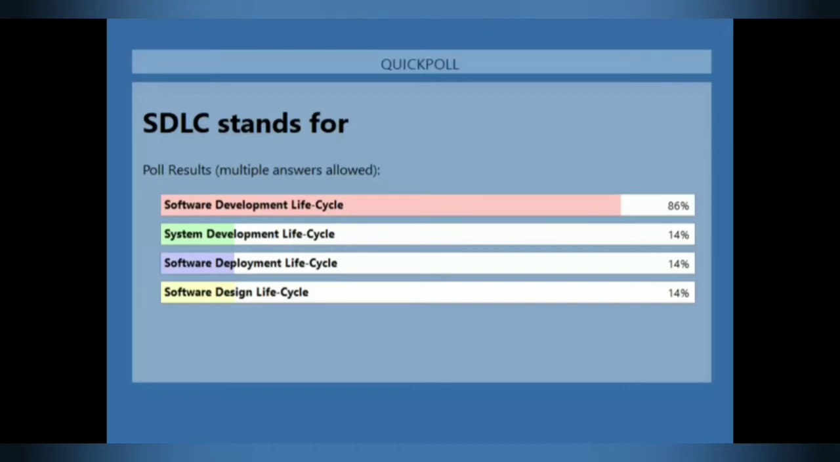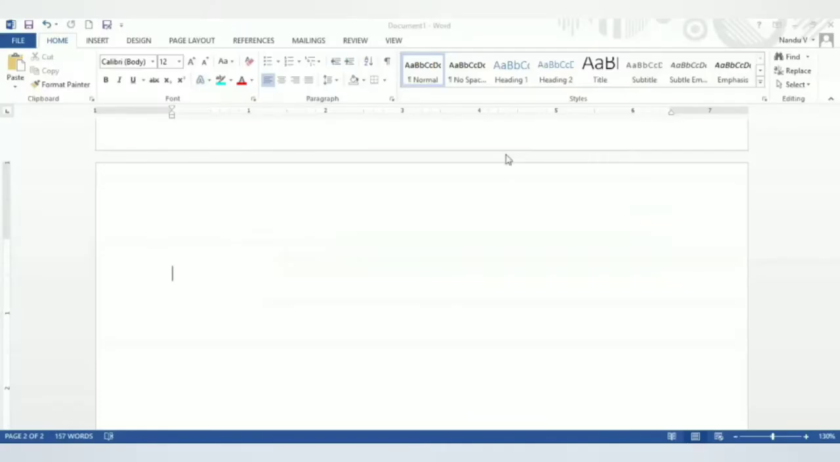Okay, so the best answer is the first answer, software development lifecycle or system development lifecycle. Okay, so deployment lifecycle or design lifecycle, definitely not design lifecycle. The last answer is wrong. Last but one answer is also wrong. It's not used. Best answer is software development lifecycle, and system development lifecycle is also an acceptable answer. Okay, the SDLC stands for the software development lifecycle. Right. Next question.